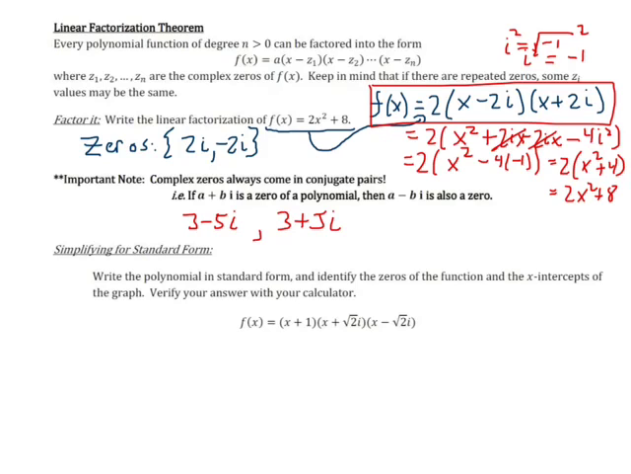All right. So let's try another quick example here, simplifying for standard form. Go ahead and you can pause the video and try this problem. We want to write the polynomial in standard form and identify the zeros of the function and the x-intercepts of the graph. Verify your answer on your graphing calculator. All right, so try that. Go ahead and pause, see what you can come up with here, and then after you've got some answers, hit play, and I'll show you what we can come up with.